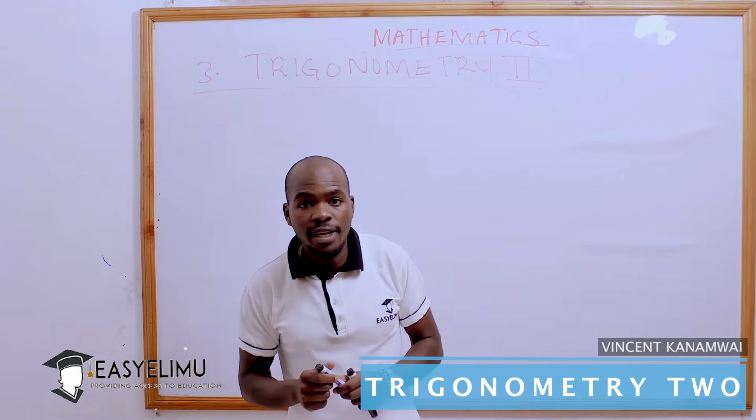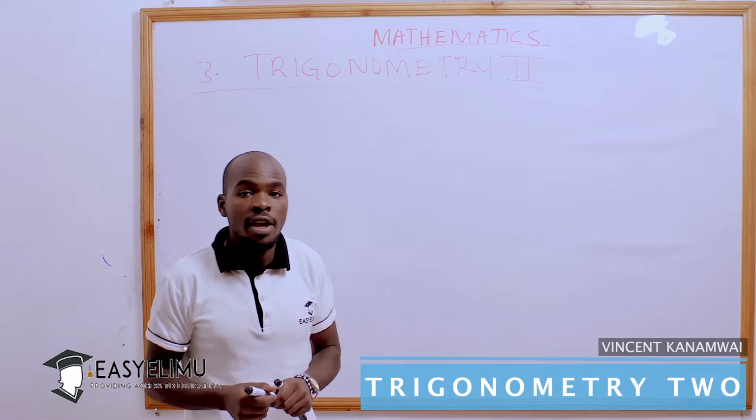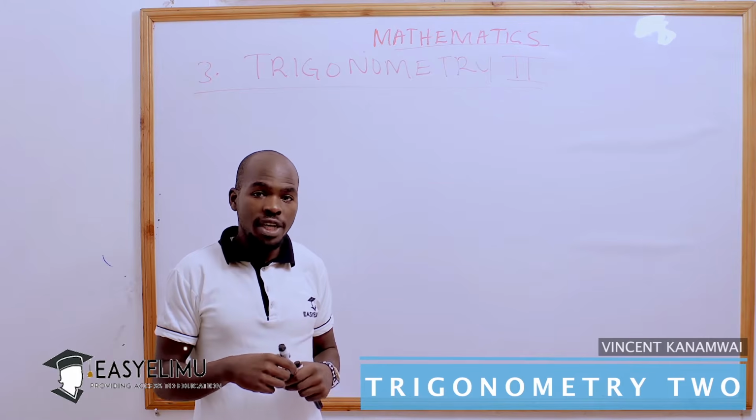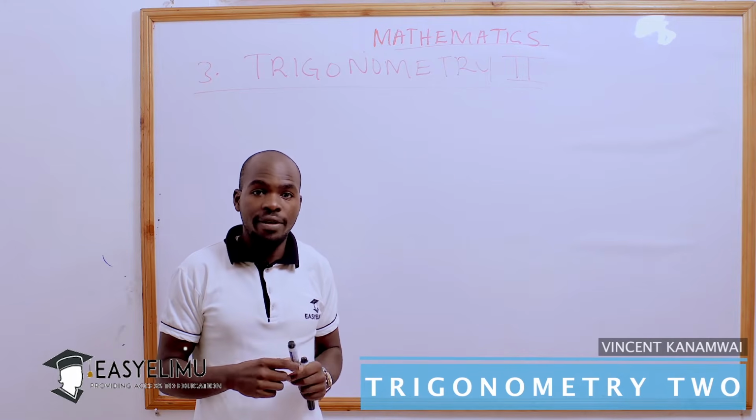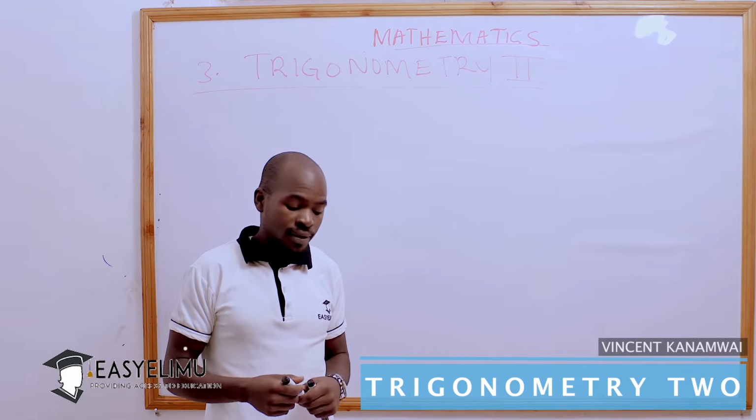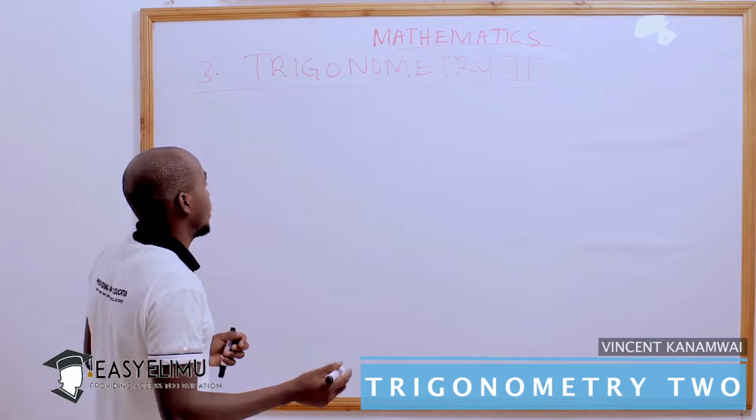So we shall first deal with angles, finding coordinates of given angles in a unit circle. Then we shall use a mathematical table, and then we shall see how we can use calculators to find those angles. So we shall start with the unit circle.